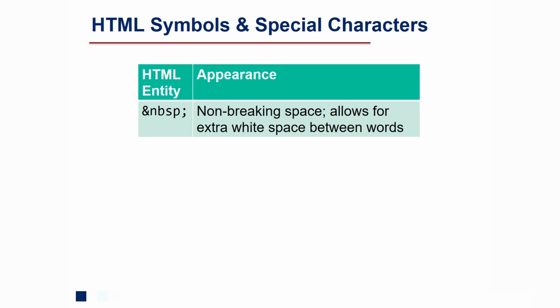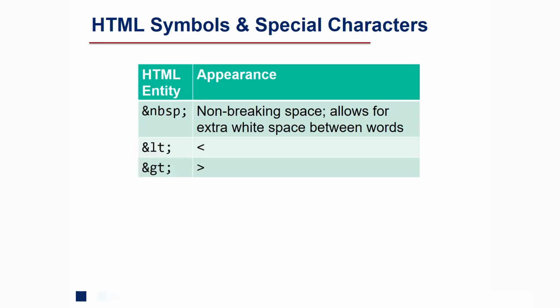For example, as we see here in the slide, ampersand NBSP for non-breaking space, followed by a semicolon, puts in an extra white space. Ordinarily, the browser will take any amount of white space and condense it down to a single space between, for instance, words. But if we want more space, or more space between paragraphs, we can use the NBSP entity.